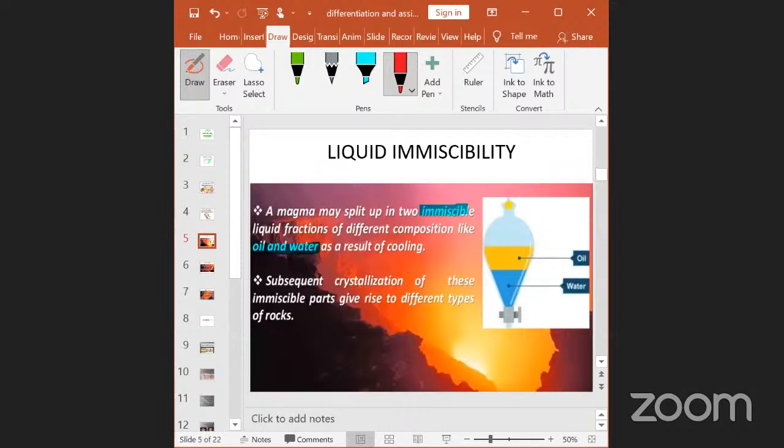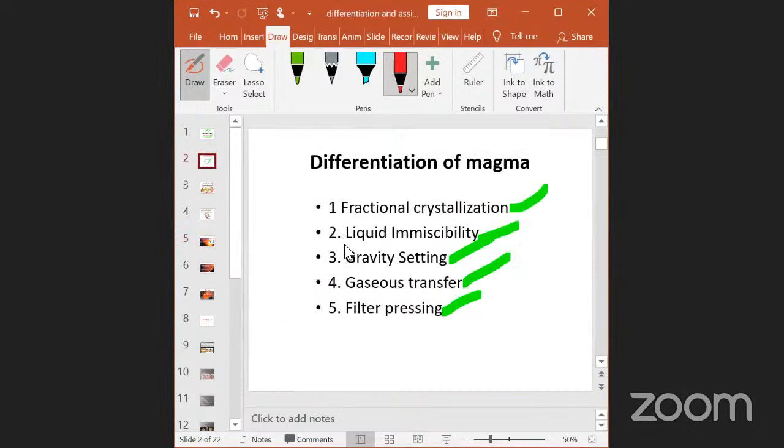So fractional crystallization is over. The second one is liquid immiscibility. What is immiscibility? Immiscibility means they cannot mix with each other.